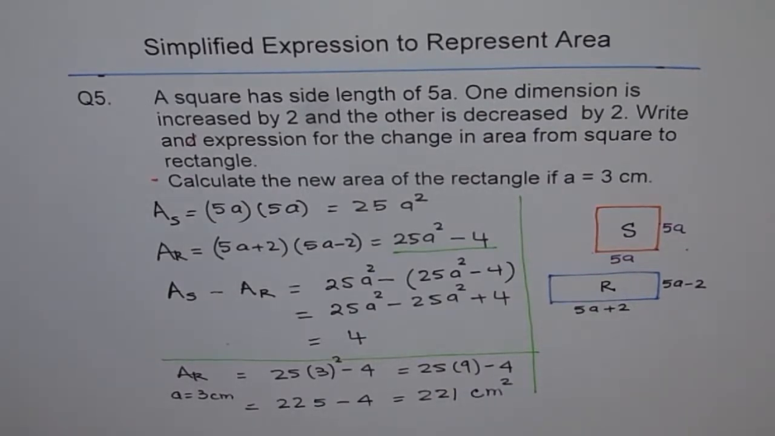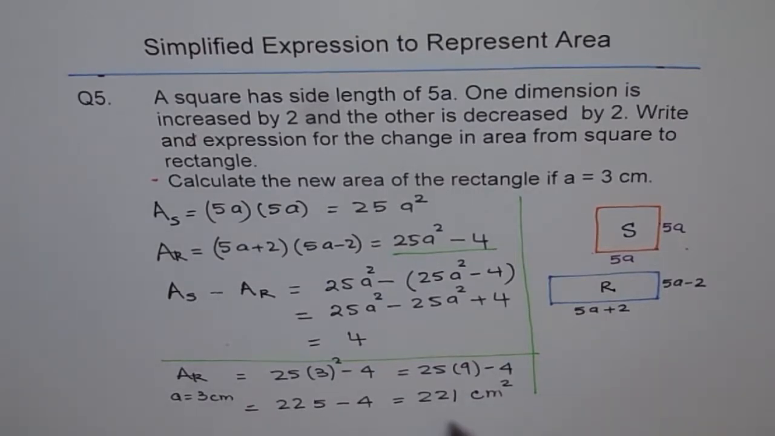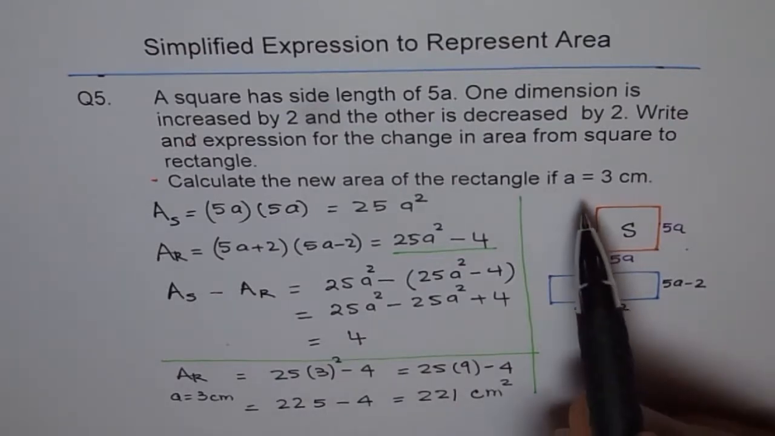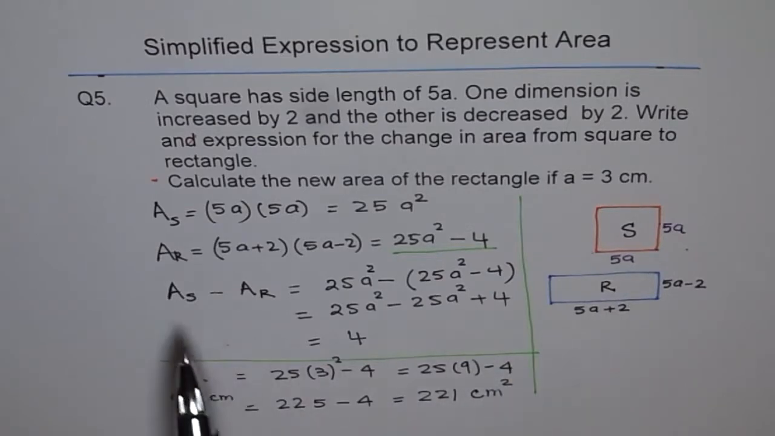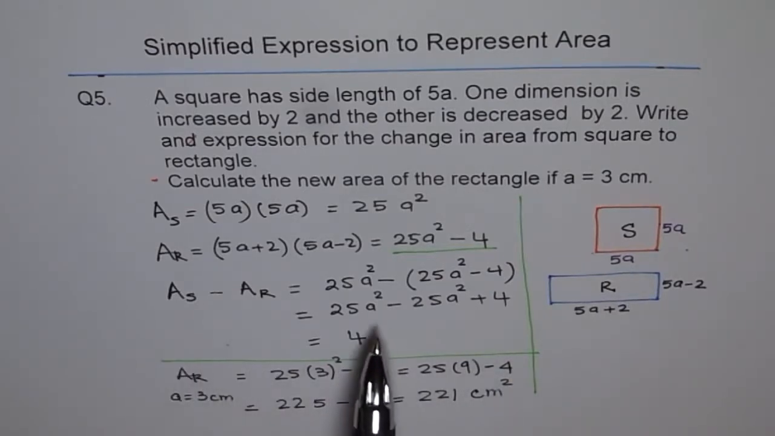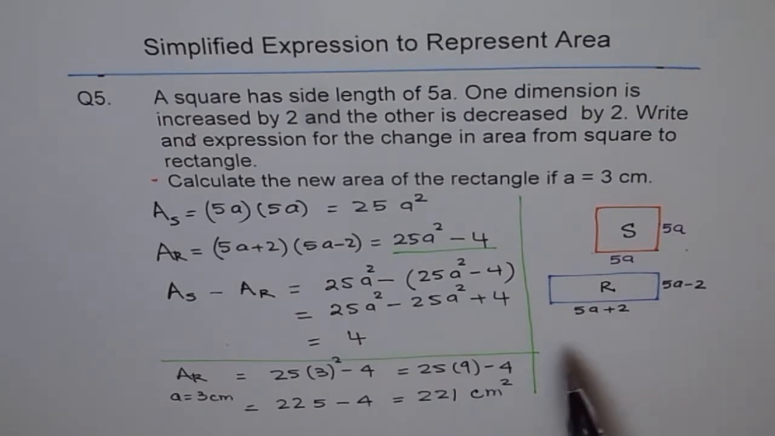So the units will be centimeters square. We are taking everything in centimeters because a is in centimeters, right? That is how we are going to do it, correct? So we get 221 centimeter square area of the rectangle for a equals 3. And you'll note the difference was just 4. Whether a is 2, 4, 6, 8 doesn't matter. So the difference in area we found was independent of a, right? It could be anything, but the difference would be just 4 in this situation. Okay, thank you.